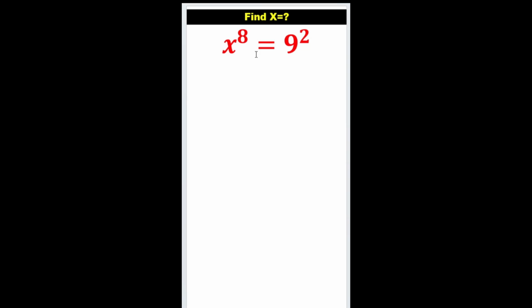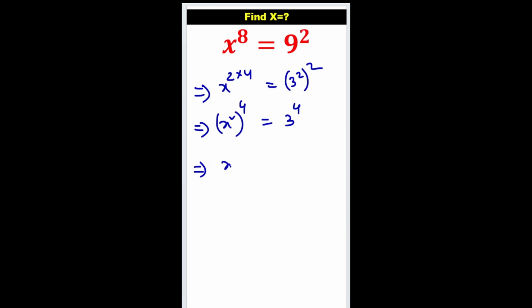Find x. Here is x to the power 8 equals 9 to the power 2. So this x to the power 8 we can write x to the power 2 into 4, and this 9 we can write 3 squared whole square. Look, this one x to the power 2 we can write to the power 4, and this one 3 to the power 4. So look, power same, we can write x square equals 3. So x equals plus minus 3 root 3. Okay, thank you.